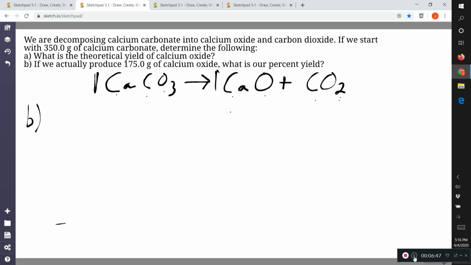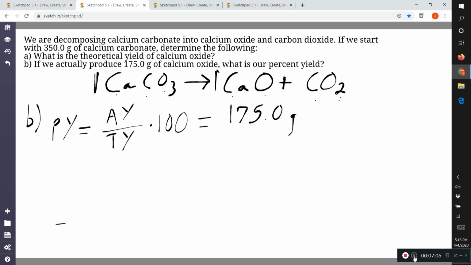our formula for percent yield is actual yield divided by theoretical yield times 100. So according to this, we actually produced 175.0 grams of calcium oxide. But according to our calculations, we were supposed to produce 196.1 grams of calcium oxide.